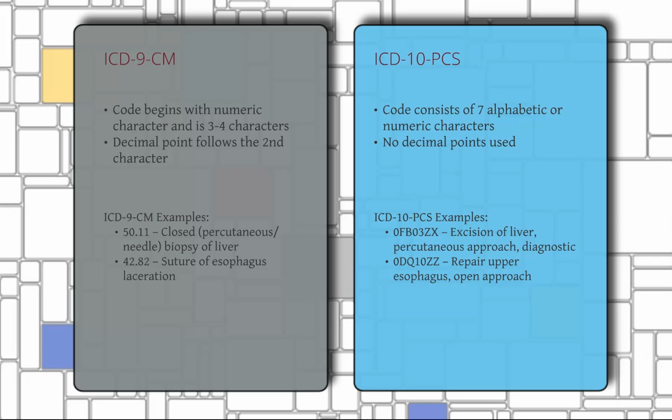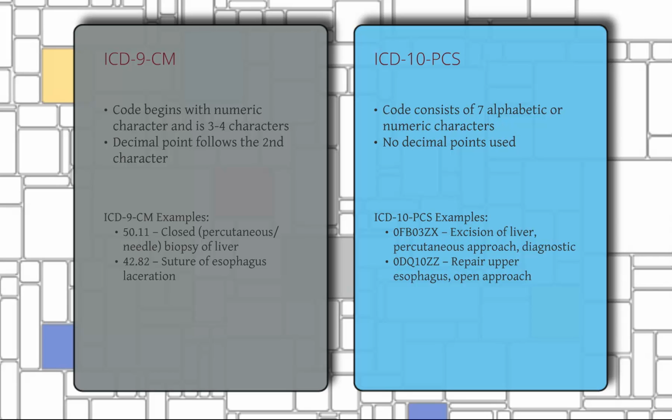If a sampling of liver tissue is excised for biopsy via a percutaneous approach, then the code assignment would be 50.11 for a closed biopsy of liver in ICD-9-CM, and in ICD-10-PCS it would be 0FB03ZX for diagnostic excision of liver via a percutaneous approach. In ICD-10-PCS, the diagnoses that a patient has will not impact code assignment of the procedure the way it can with some ICD-9-CM procedure codes.